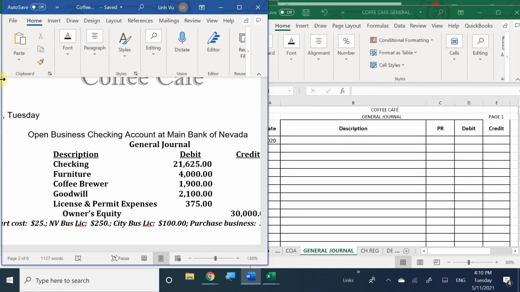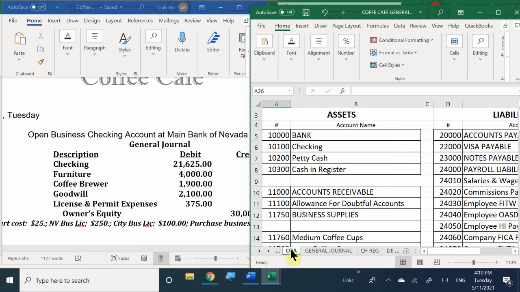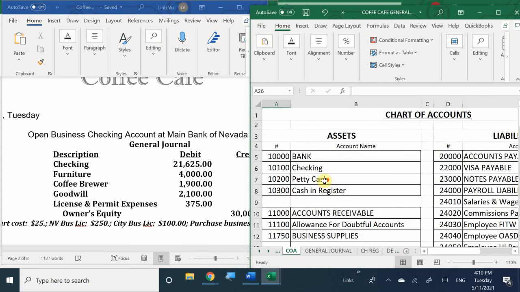So first things first, always the date. So June 4th. Okay. Now let's go ahead and utilize our chart of accounts. Since I've already done this for you, I'm giving you an idea of what has happened here. Let's go ahead and check if these accounts exist. So, does my checking account exist? What account number is that? 10100. Okay, good. Let's see what else is there.